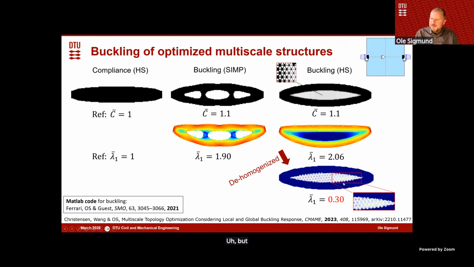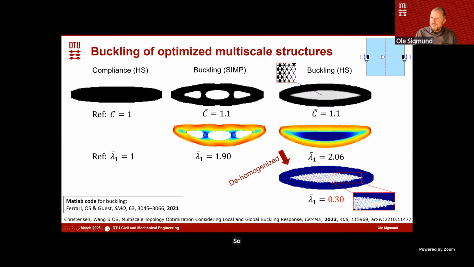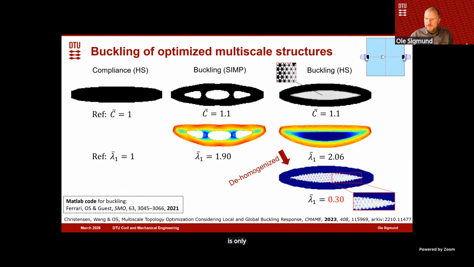But if we compute the buckling load for this de-homogenized full-scale analysis, we suddenly see that there's local buckling here, right? If we don't consider local buckling, then we get a high global buckling mode, but in reality there will be buckling in the local microstructure before the global one. This means that our hypothesis that introducing microstructure helps buckling is only conditionally true. We also have to check that the local buckling is not violated.